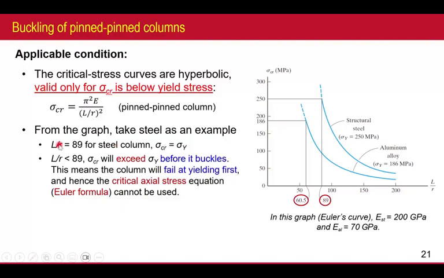So for the column, of course, L over R is 89 for the steel column, and this one is 65 for aluminum from the chart. So that means for steel, less than 89, sigma CR will exceed sigma Y before buckling. So that means the column will fail at yield first. So that means there's no buckling; it fails because of plastic deformation. Clear? So that's why we should know how to understand this chart.